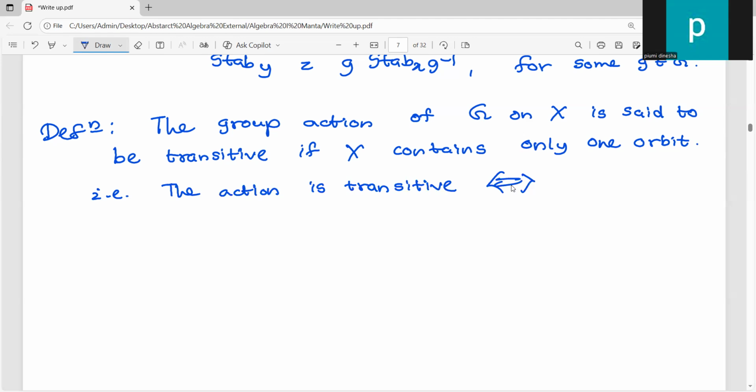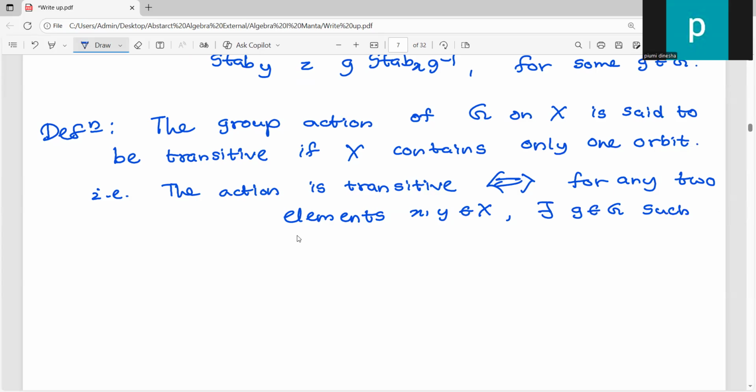We can reformulate the same definition and write: the action is transitive if and only if X contains only one orbit, or in other words, for any two elements X and Y in X, there exists some element G such that X is equal to G dot Y. Right? X is equal to G dot Y.